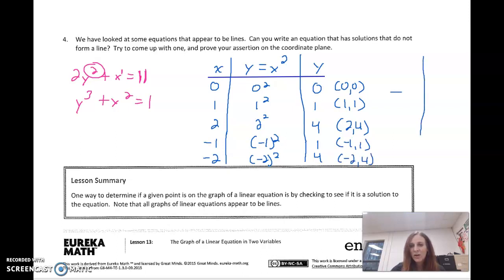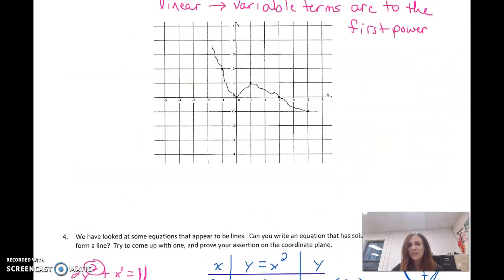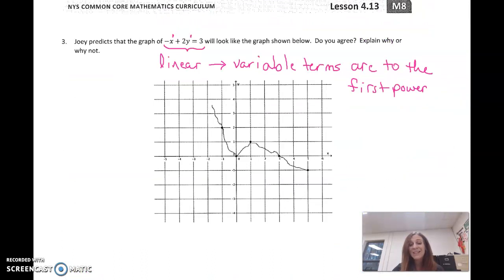So if I were to sketch a graph, and you know me, this is going to be rough, and plot these points, 0, 0 is going to be right here. 1, 1 on my very rough graph. 2, 4. Negative 1, 1. Negative 2, 4. You can see how we kind of get this U shape right here, right? We're going to get more into that later. Nothing wrong with that, but that's why it's not a linear equation. It doesn't form a straight line. And so that's why we're always going to say the variable terms are to the first power. If it's linear, it's a straight line.